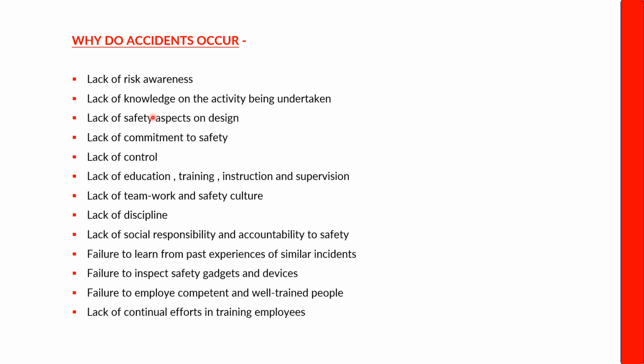Number two is lack of knowledge on the activity being undertaken. That is why the toolbox talk is conducted before the commencement of any job. In this toolbox talk, it is the responsibility of the supervisor or foreman to explain the activity we are going to do, and there should be a JSA for all activities, and the JSA is also attached with the permit to work.